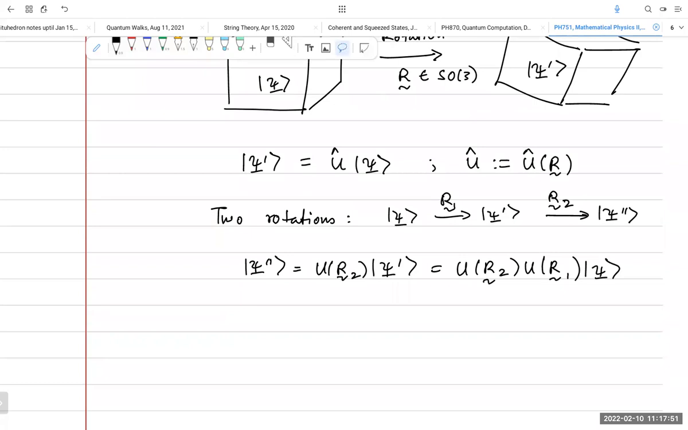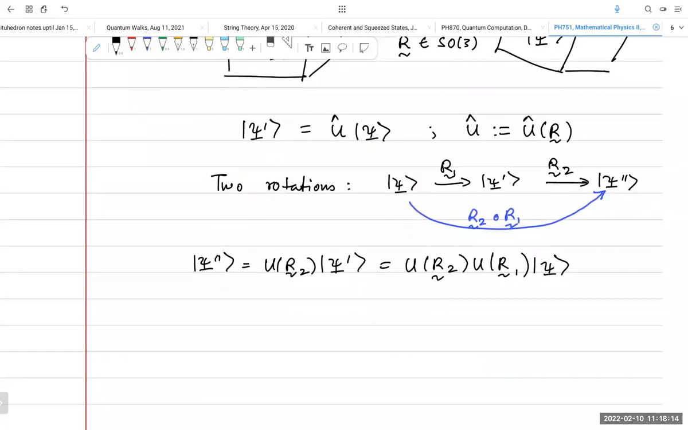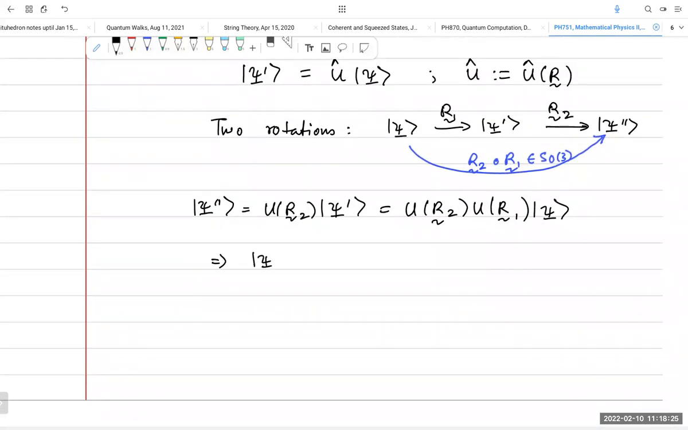But now you see that one can go directly from psi to psi double prime. How? By acting upon the system with a rotation which is a composition of R2 and R1. Because by the group multiplication property, we know that this will also be an element of SO(3). So this means that we should be able to write psi double prime as U of R2, and then I put this circle just to indicate that it's a composition of two transformations.